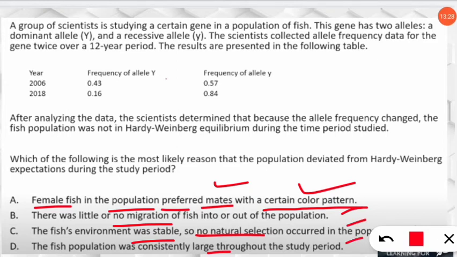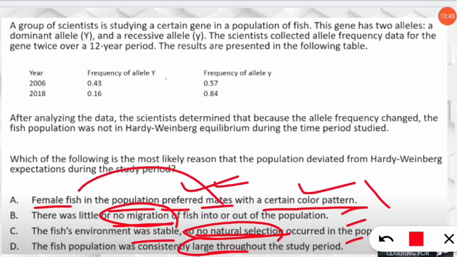That means there is no migration, no problem. That's why it should follow Hardy-Weinberg. If there is no natural selection, it will follow Hardy-Weinberg. If it is a large population also, it will follow Hardy-Weinberg equilibrium. But if there is preferential selection by female and male, then it will not follow Hardy-Weinberg equilibrium. So that is the correct option, that this might be the likely reason because of which this data showed the deviation. So option number A will be the correct option.